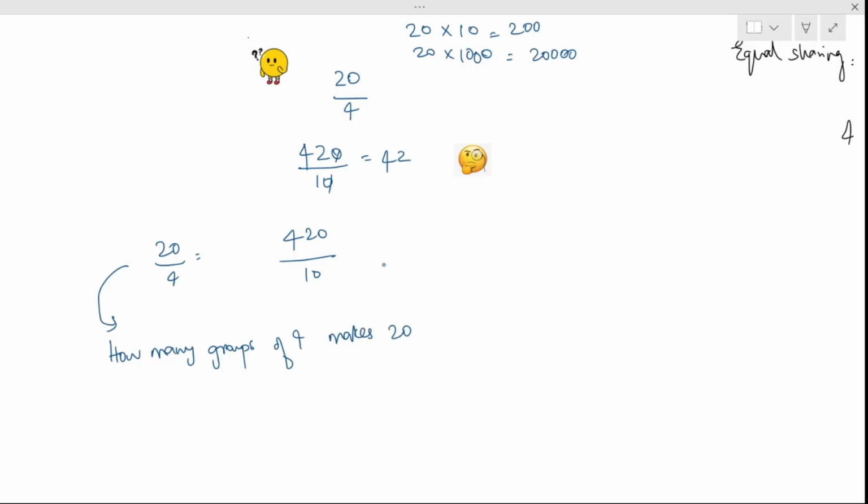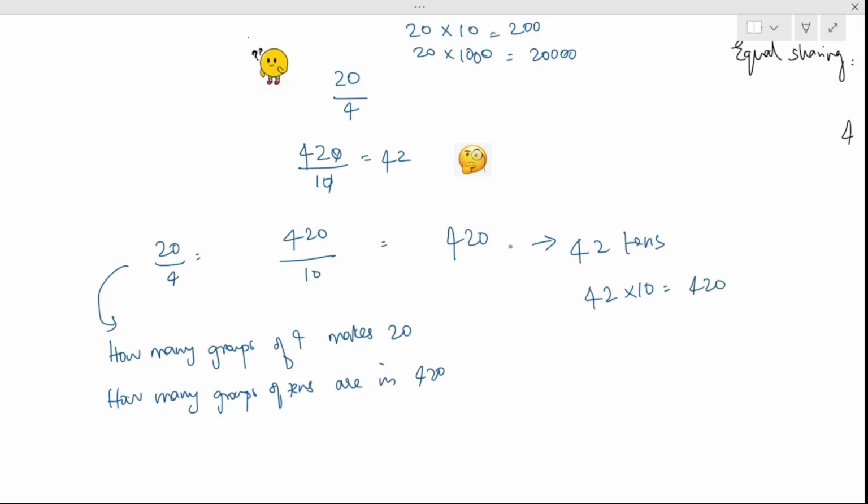Same question asked here. How many groups of 10? How many groups of tens are in 420? And then children started thinking, okay, how many tens are there? Okay, so I know, ma'am, what I can write. 420, I can write it as 42 tens. And I asked, how? 42 tens. So tens can be written as multiplied by tens. So 42 times tens is 420. Therefore I can write 420 as 42 tens.